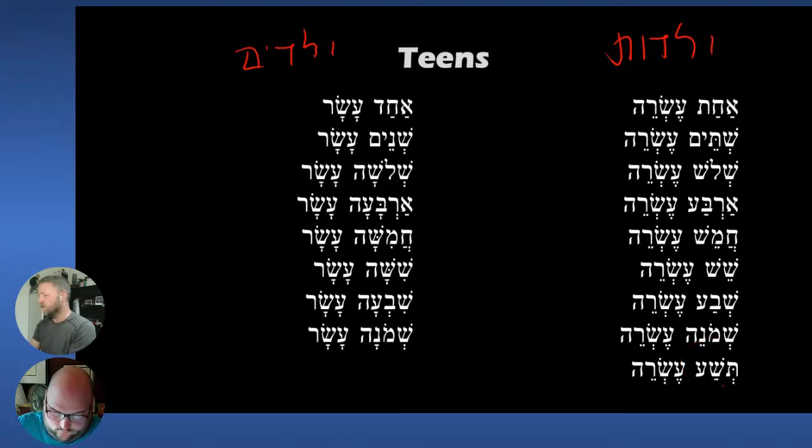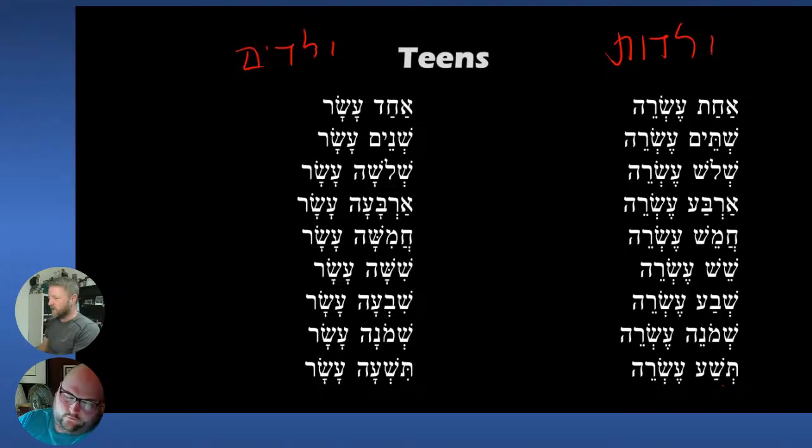19 yeladot and 19 yeladim. In modern Hebrew, people are not focused enough to make this distinction. They should be. Good speakers of modern Hebrew will consistently make this distinction.